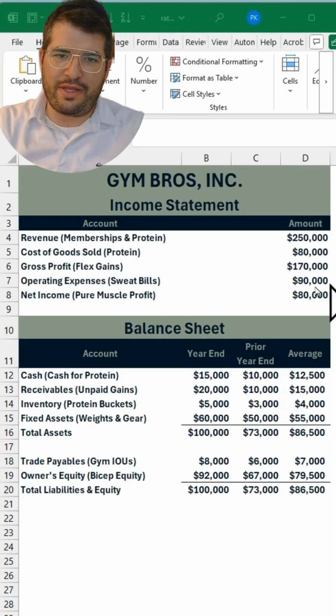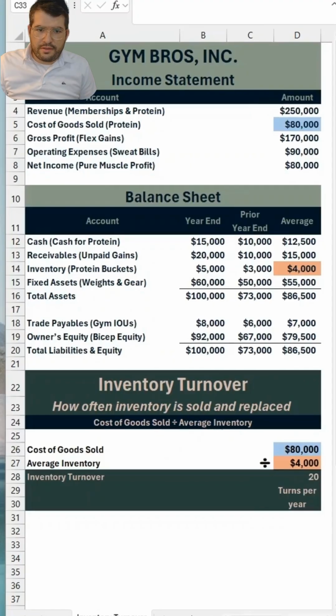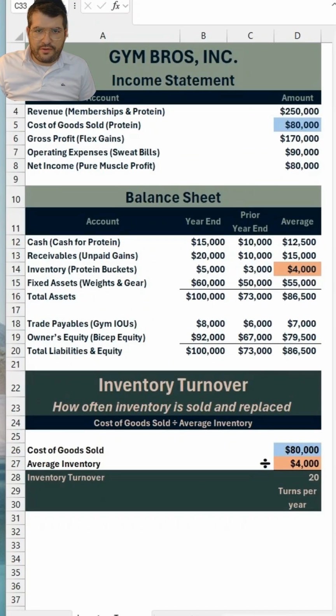So very simple income statement up here, balance sheet down here. We've got the prior year end values and the current year end values over here, and this is the important part you got to know. We have to get these averages in. They'll be very helpful for the calculations that we're about to do. So let's jump into the inventory turnover.